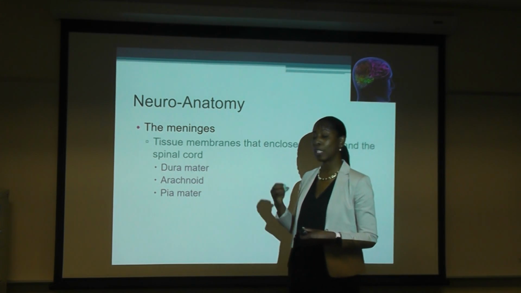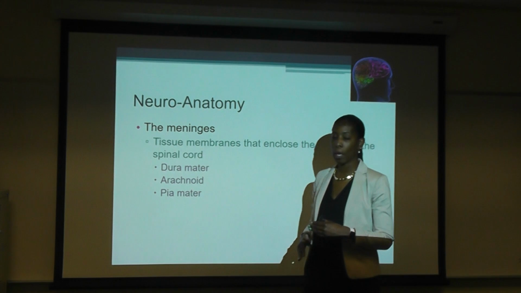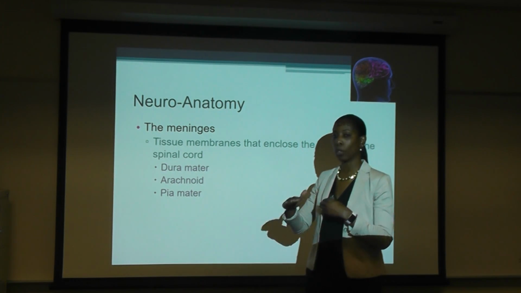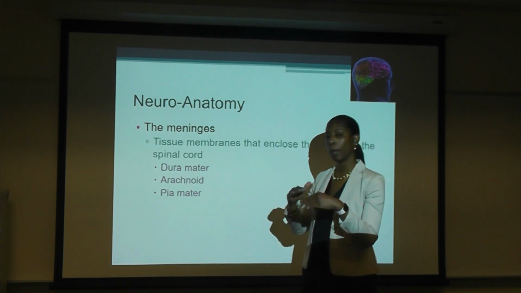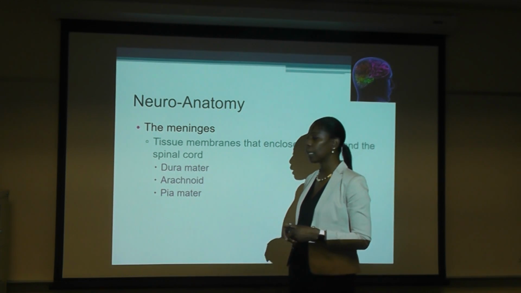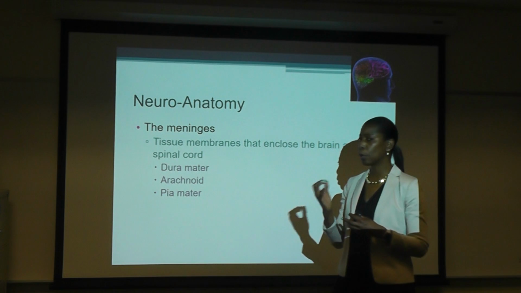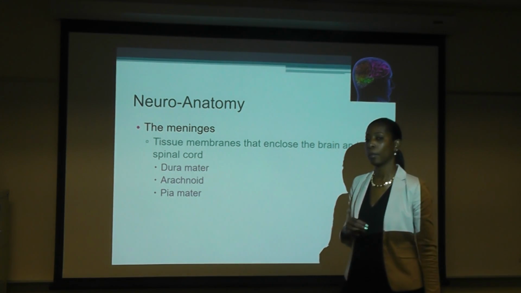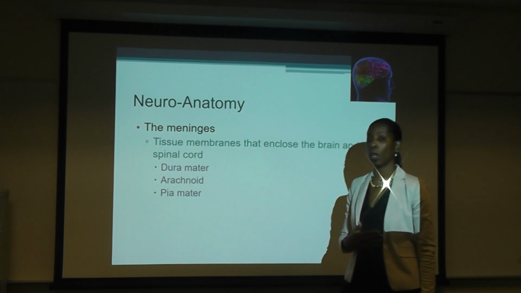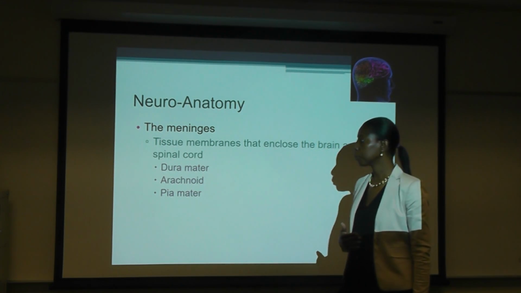Now, if someone has a subarachnoid hemorrhage, it's actually beneath the arachnoid layer and above the pia mater, okay, or above the brain. Now, the pia mater is really hard to peel away. It's tightly adhered to the brain, and it follows the brain and the gyrations wherever they go, okay?